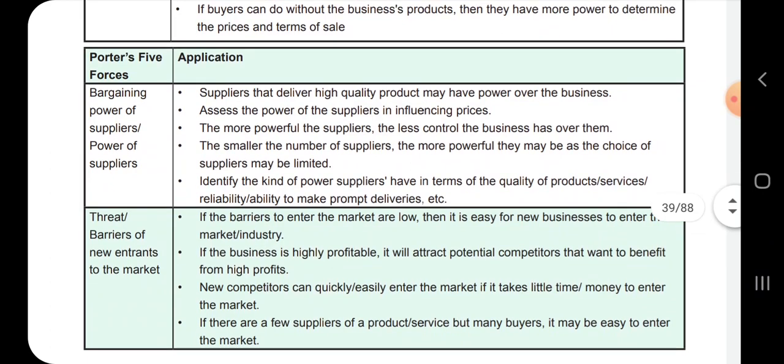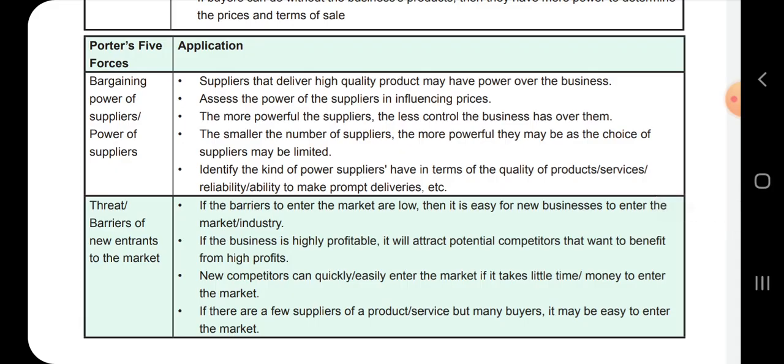And then we have the bargaining power of suppliers. What is the power of the supplier that you are buying from? Suppliers that deliver high quality products may have power over the business. If they say do this, you have to do it because you cannot find what they are offering in the market. That is the application. So assess the power of the supplier in influencing prices. Check how much influence the supplier has over you as the customer.